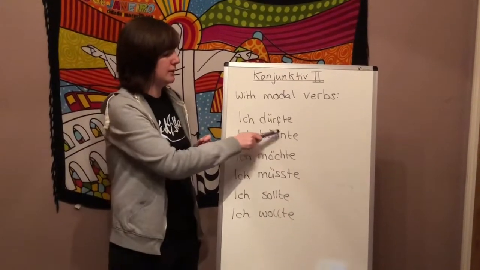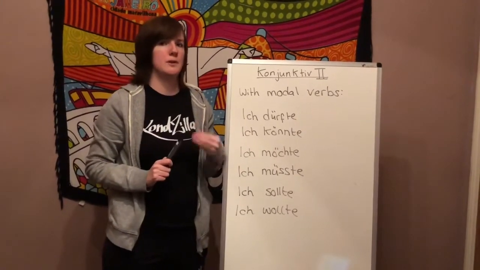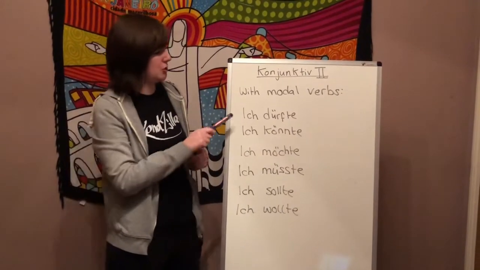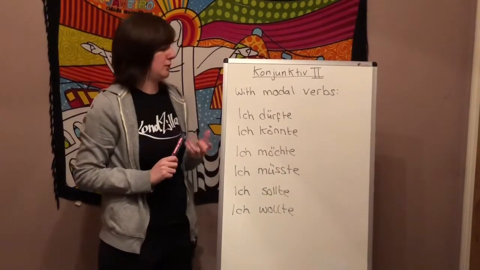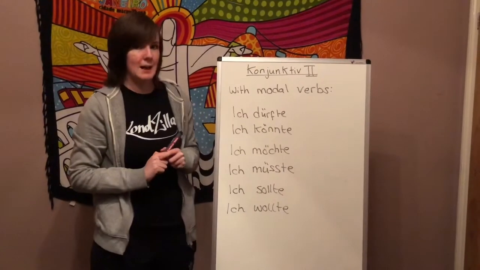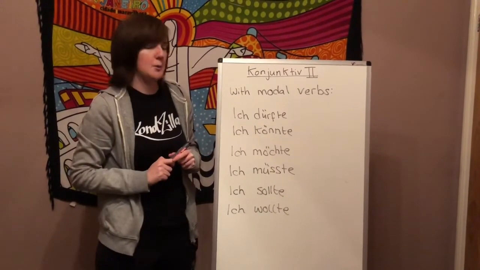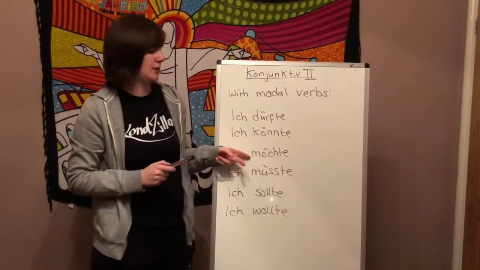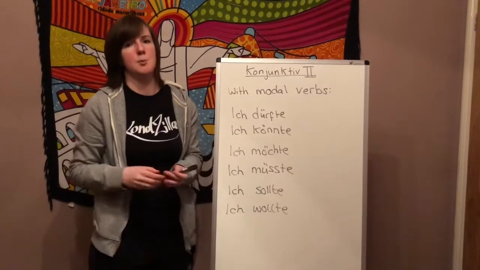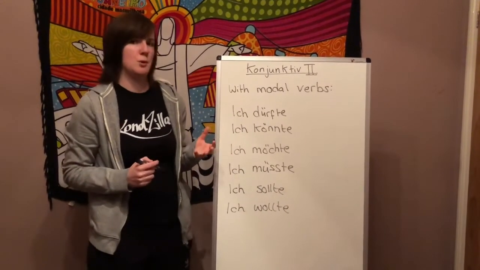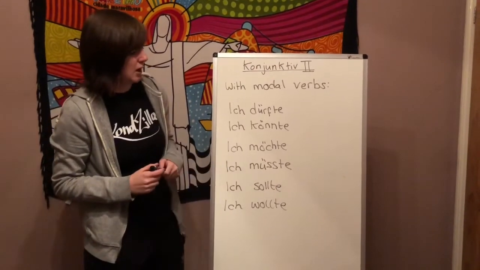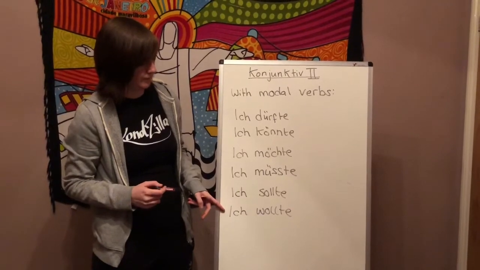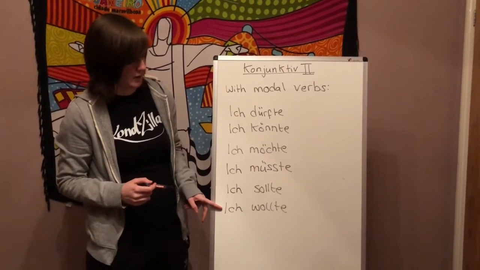So ich könnte for I would be able to, but du könntest, wir könnten, sie könnten, und so weiter. So we've got ich dürfte coming from the infinitive dürfen to mean I would be allowed to. Ich könnte, I would be able to, or I would can, but obviously it sounds a bit odd. Ich möchte, you guys are used to that from year 7. Ich möchte, I would like, coming from the infinitive mögen. Ich müsste, I would have to. Ich sollte and ich wollte, I should be able to and I would want to.